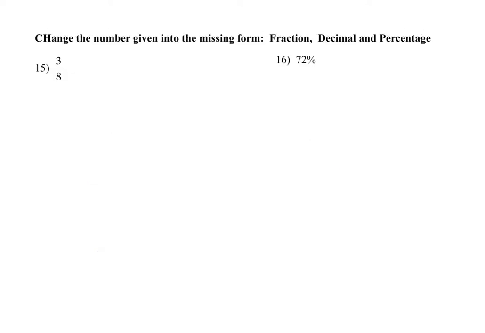All right, change the number given into the missing form. So fraction, decimal, percentage, whatever you are given, give me the other two, all right? So you were given a fraction. I need it in decimal and in percentage. For 3/8, you literally do 3 divided by 8. And as a decimal, that is 0.375. That is your decimal form. That's one of your answers.